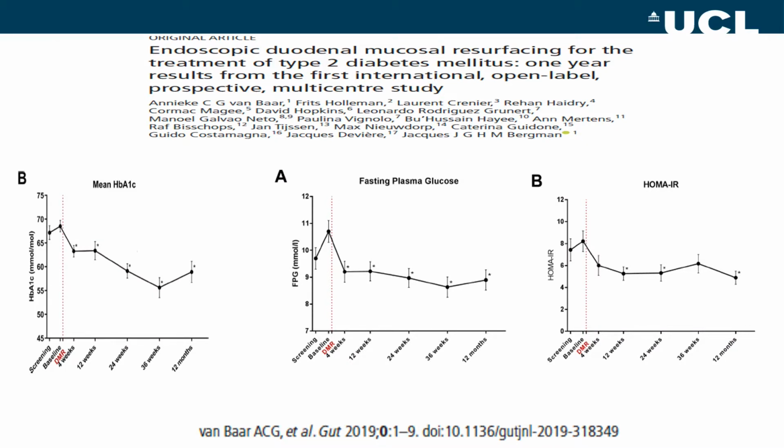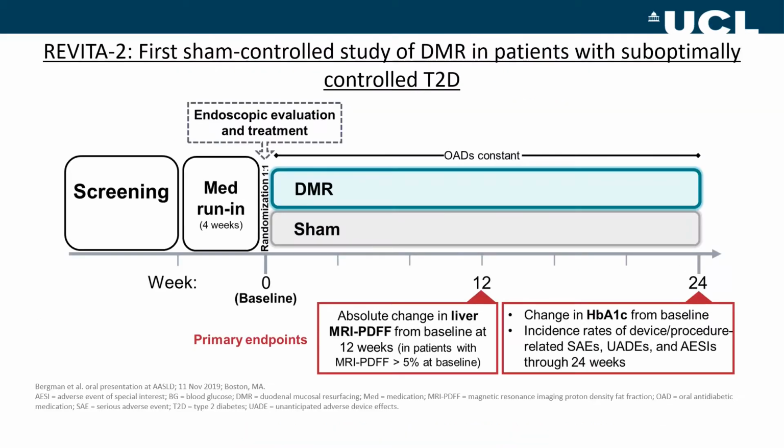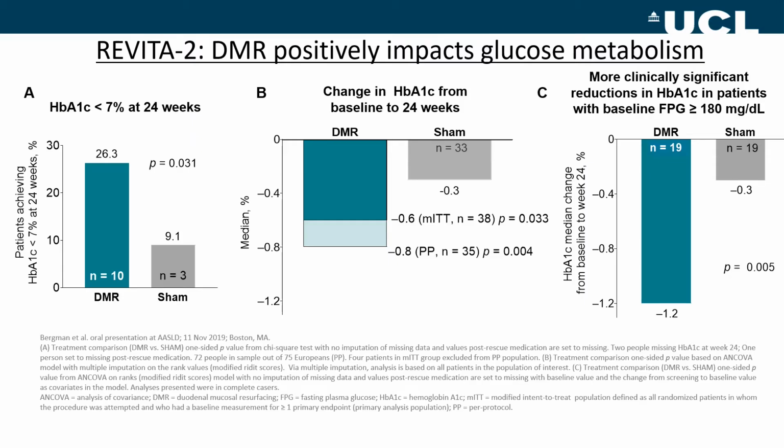These data also show that this effect is durable. So when you look at the 12-month data, the A1C, the fasting plasma glucose, but also the HOMA-IR is reduced at 12 months, showing a durable response after a single intervention. The randomized control data, which was a sham controlled trial looking at its intervention at baseline and then a crossover at 3 months, showed that DMR positively impacts on glucose metabolism and metabolic signaling.